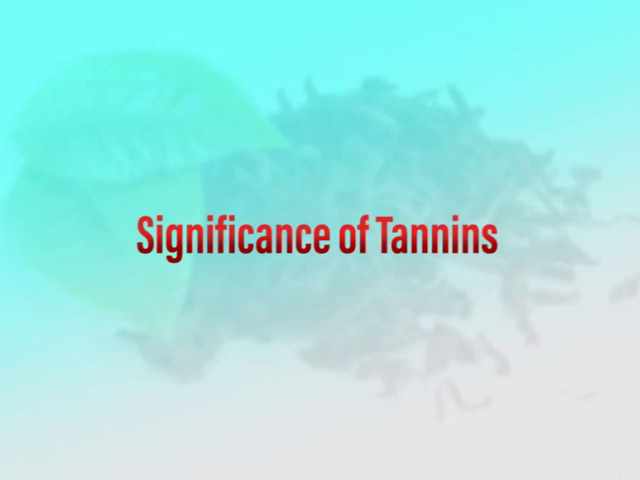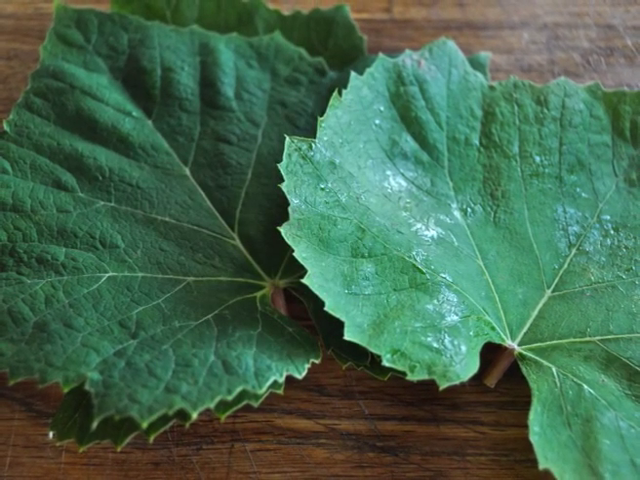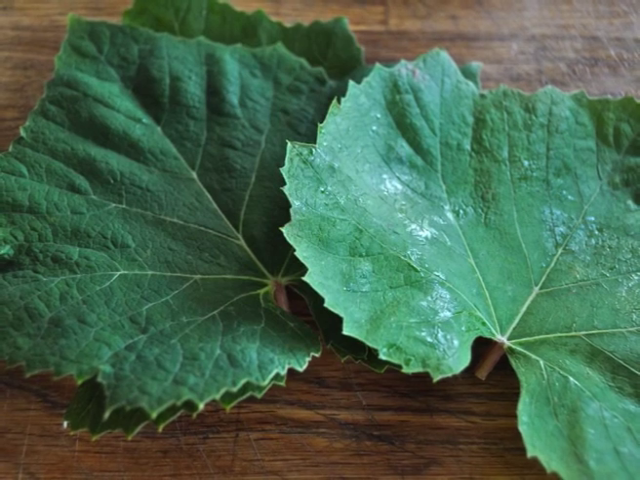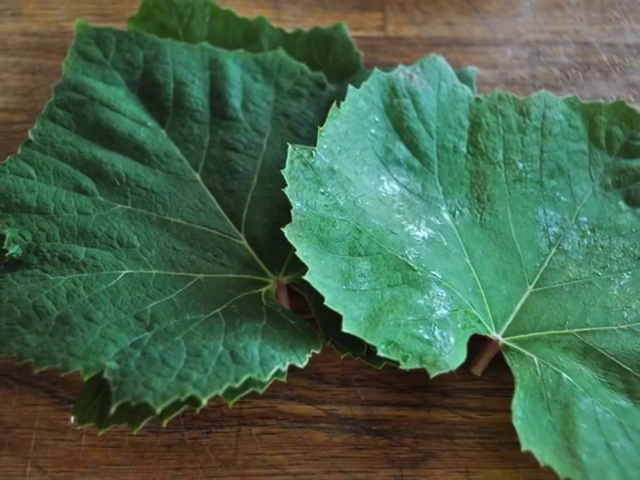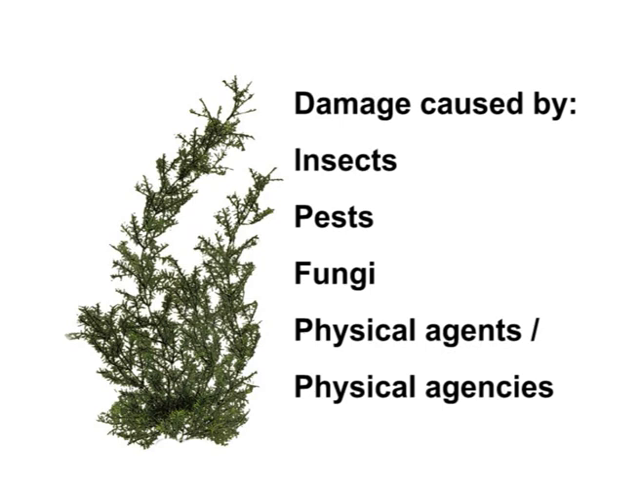Now coming to the significance of tannins for the plants or trees producing them. Why do plants produce tannins? What is the importance of the tannins to the plants? First, in plants, tannins get oxidized, releasing energy. This energy is utilized by the plants for their various metabolic functions. Second, as tannins possess antiseptic properties, they prevent damage to the plants caused by insects, pests, fungi, or physical agencies, and thus tannins are useful in the survival of the plants.